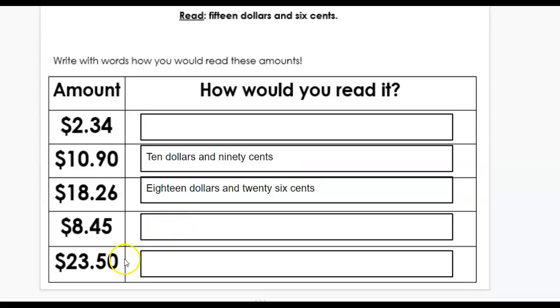We will do another example together, the very last one. This amount right here, say that amount to yourself. If you said $23 and 50 cents, you are correct. And here's how you would type it. $23 and 50 cents. Pause the video so you can type this amount in.